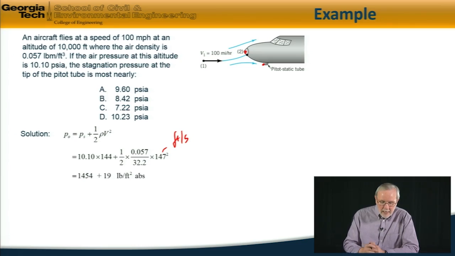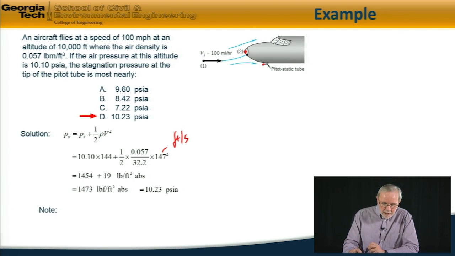So calculating that, that is 1454 plus 19 pounds per square foot absolute, or dividing by 144, is equal to 10.23 pounds per square inch absolute. So the closest answer is D. And again, remember that we have to put the subscript A on there to denote that we're talking about an absolute pressure to differentiate from a gauge pressure.